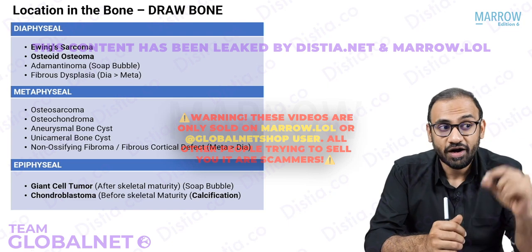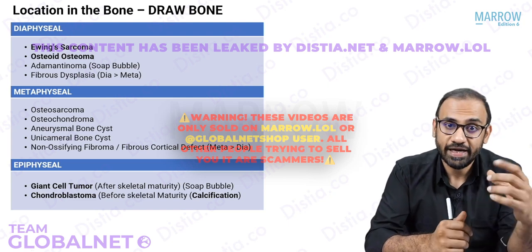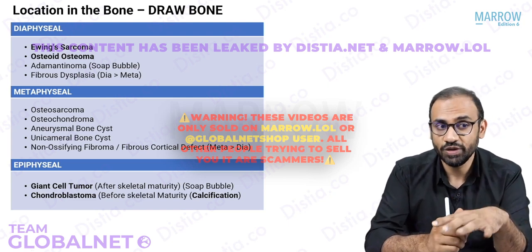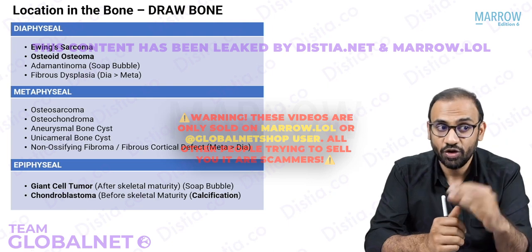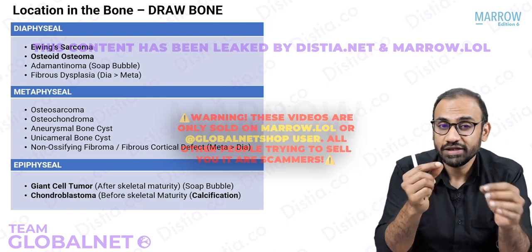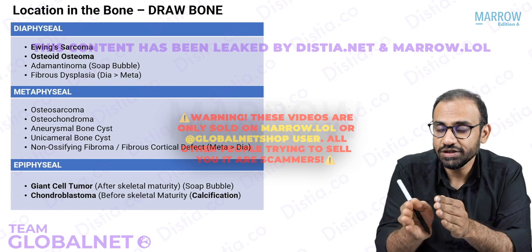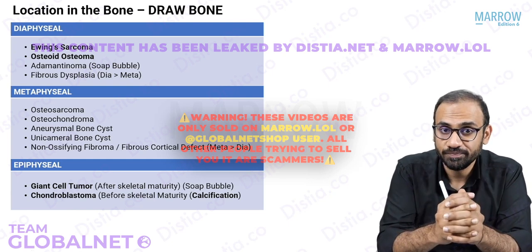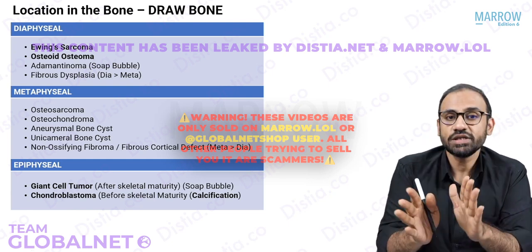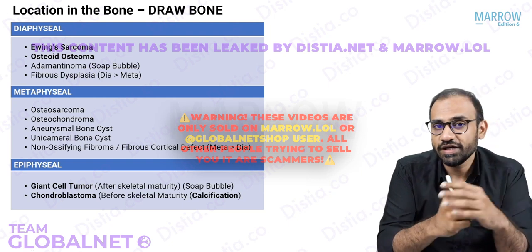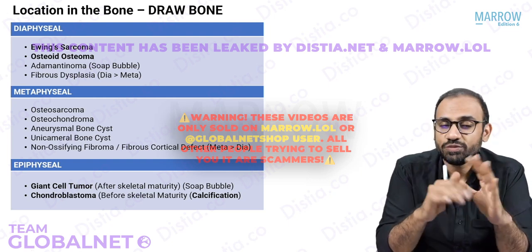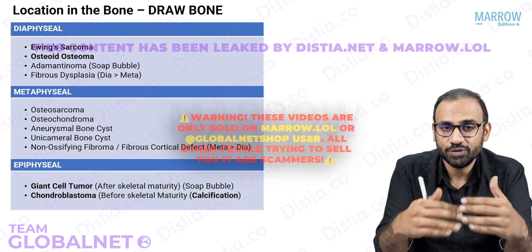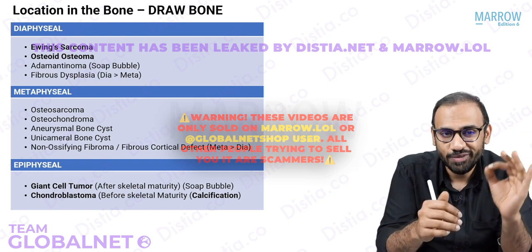All of the following are diaphyseal tumors of the bone, except... There is a child who comes to you with a swelling in the middle of the thigh or in the middle of the leg. What do they mean? They mean that there is a swelling or a lesion in the diaphysis of the long bone. So you need to know which tumors arise in the epiphysis, which in the metaphysis, and which in the diaphysis. This will help you segregate the options to come to the diagnosis.